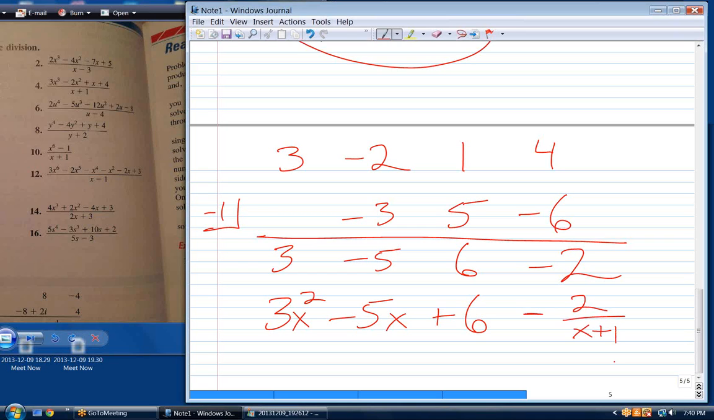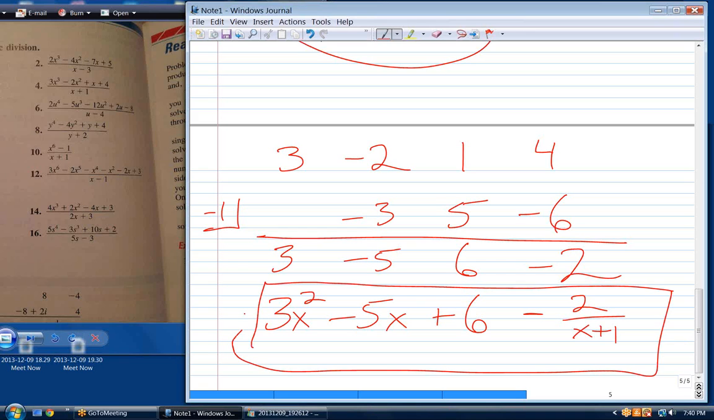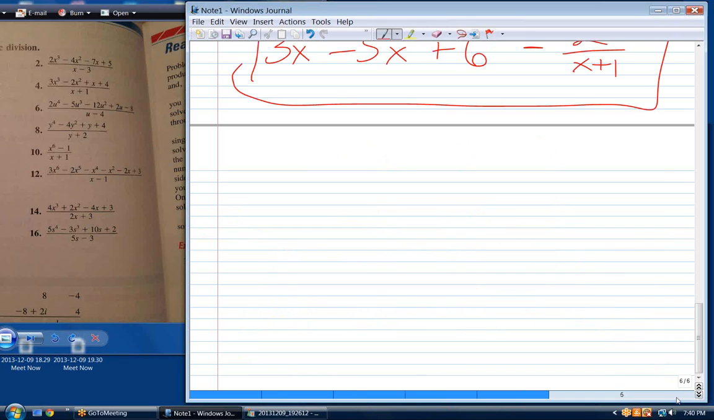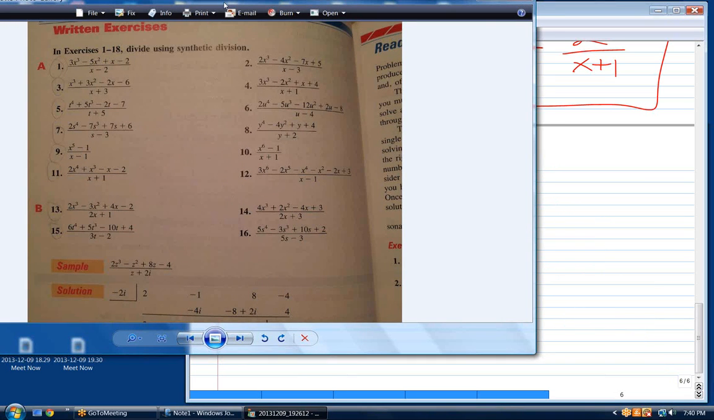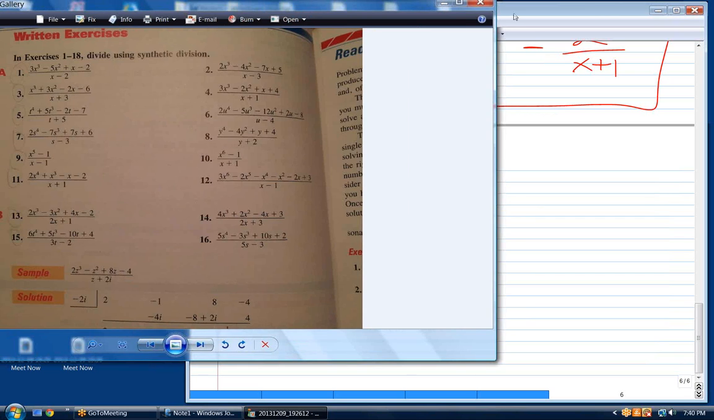You don't even need to write the fact that it's a remainder. In other words, that's actually the proper answer right there. At least in my book. I hope that's what your teacher tells you to do.